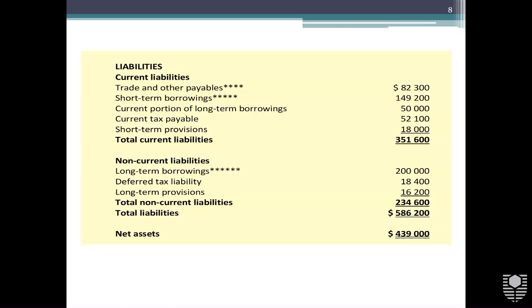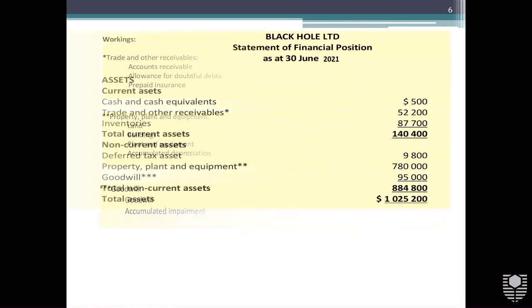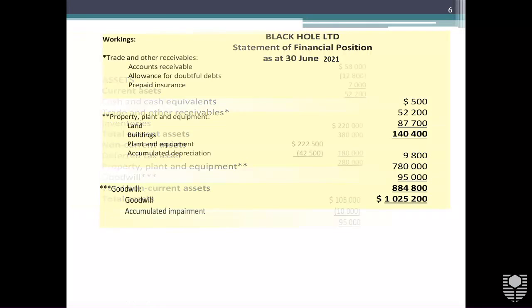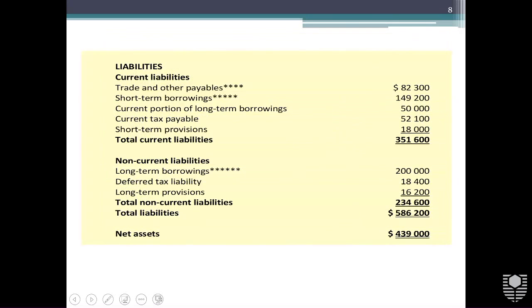We've also got the deferred tax liability. We'll make that a non-current liability of 18,400. Add up your current, gives you 351,600. Add up your non-current, 234,600. Add the two together, gives you total liabilities of 586,200. Our net assets, which is our total assets of 1,025,200 minus your total liabilities of 586,200, gives you net assets of 439,000. That 439,000 should be your equity.